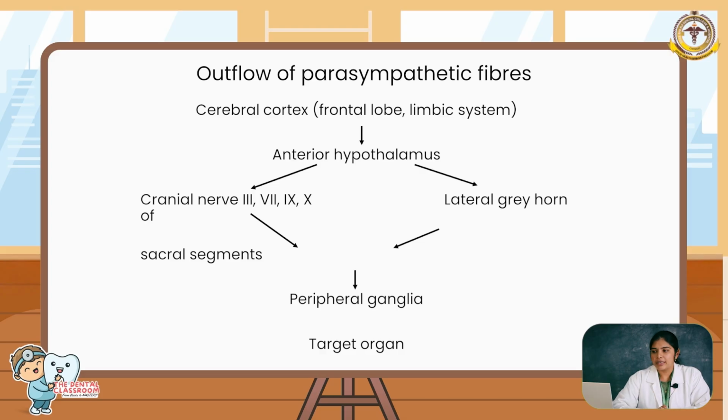So this is the parasympathetic fibers outflow. It has two divisions: we have the cranial division and we have the sacral division. From the cerebral cortex, the signals reach the anterior hypothalamus, and the anterior hypothalamus influences both the cranial and the sacral divisions. In the cranial division, the cranial nerves involved are the oculomotor, facial, glossopharyngeal and vagus nerves. In the sacral division, the neurons originate from the lateral gray horn of the sacral segments, and they reach the peripheral ganglia, and then postganglionic fibers innervate the target organ. So this is the parasympathetic outflow.